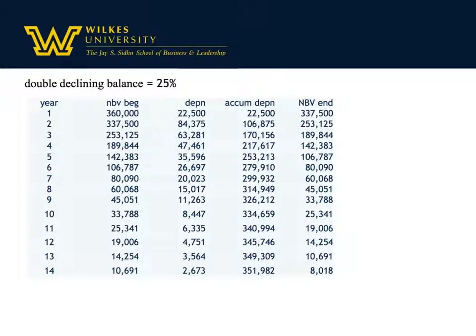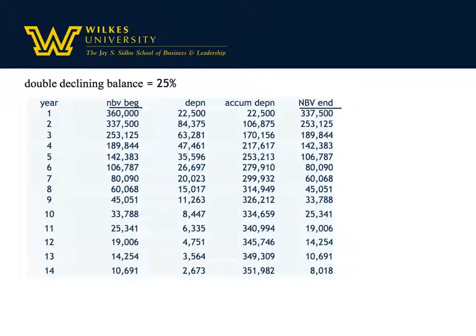That gives us accumulated depreciation of $22,500 and a net book value at the end of $337,500. I find it useful to always have net book value at the beginning and net book value at the end. That way you never have to worry about, oh, is this what I started with or end with? Make it obvious.